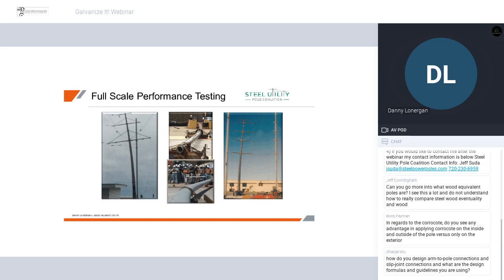Next few slides are testing. Over time, virtually everyone has tested their product, whether it's vertical testing, larger scale vertical testing, or lower scale horizontal testing.